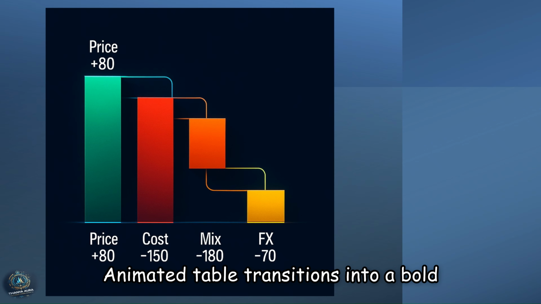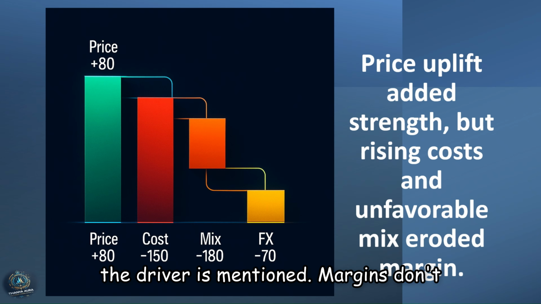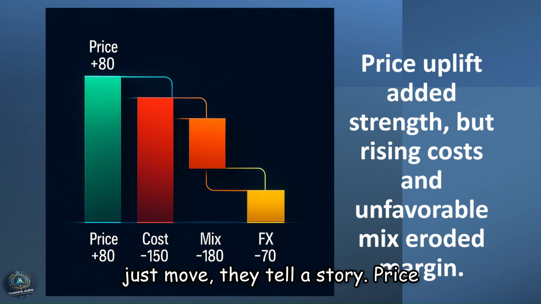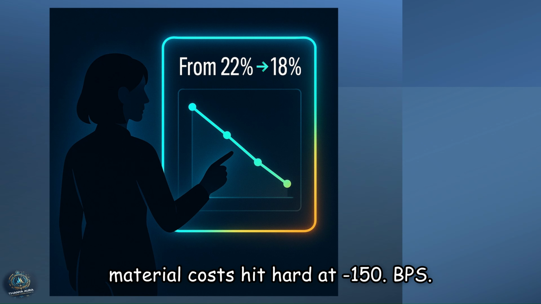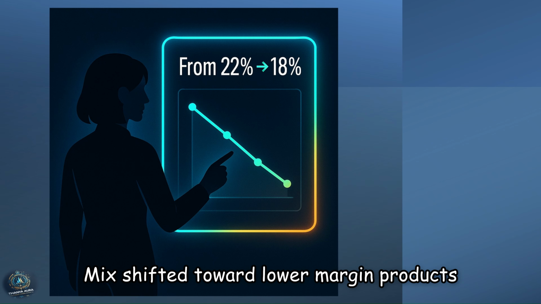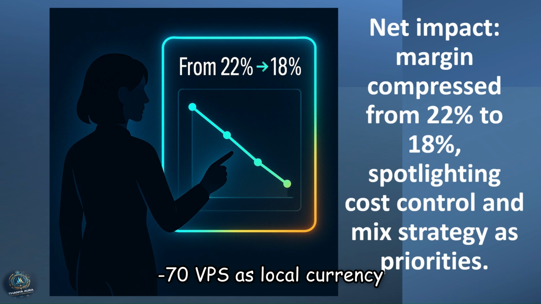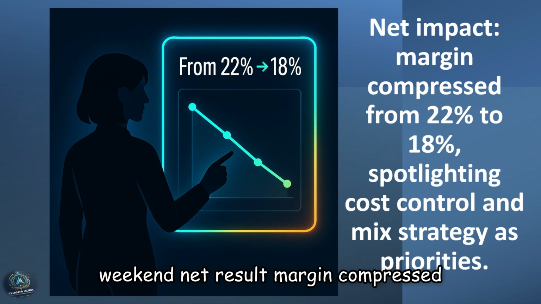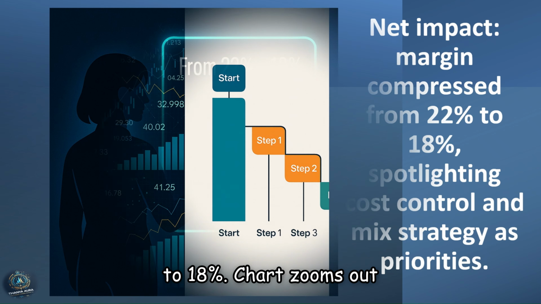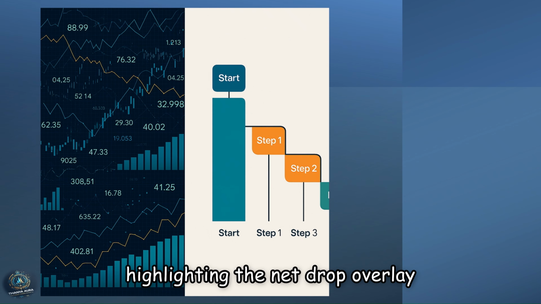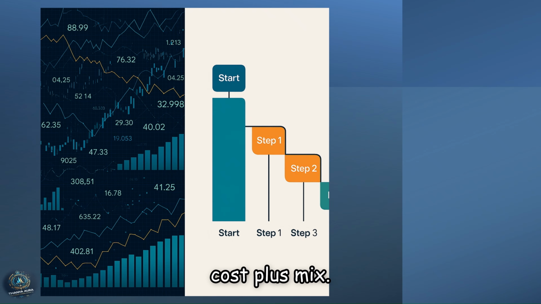Animated table transitions into a bold waterfall chart. Each bar lights up as the driver is mentioned. Margins don't just move, they tell a story. Price gave us plus 80 BPS, thanks to premium positioning. But rising raw material costs hit hard at minus 150 BPS. Mix shifted toward lower margin products, dragging minus 180 BPS. FX added another minus 70 BPS as local currency weakened. Net result, margin compressed 320 BPS, sliding from 22% to 18%. Chart zooms out, highlighting the net drop. Overlay text, decision intelligence, focus on cost plus mix.